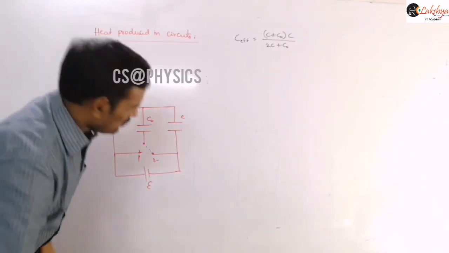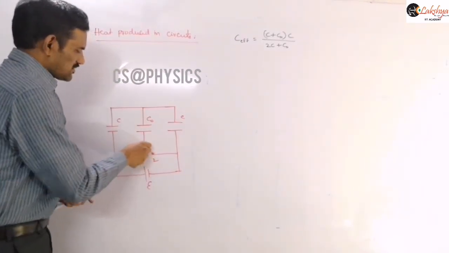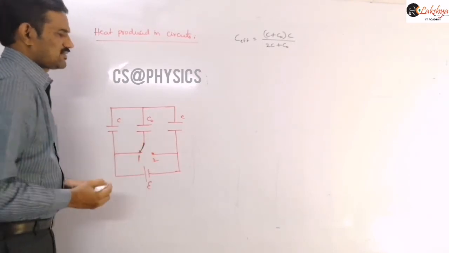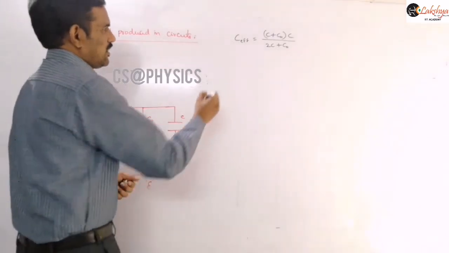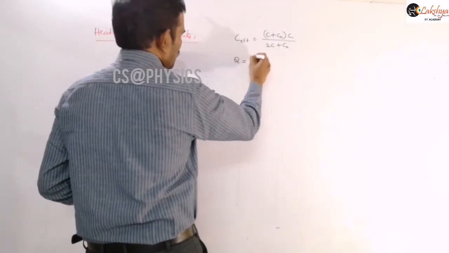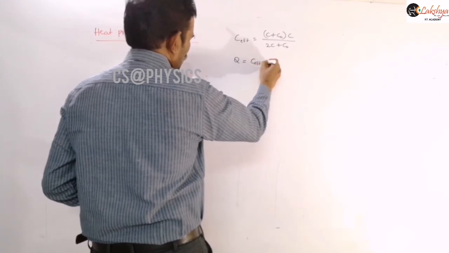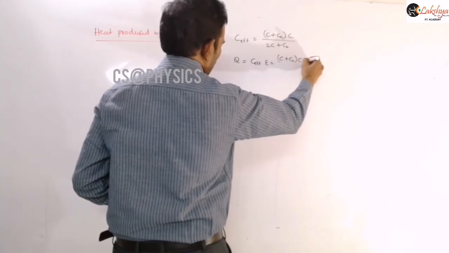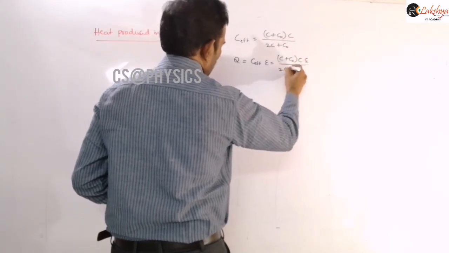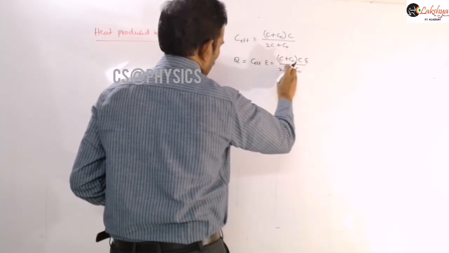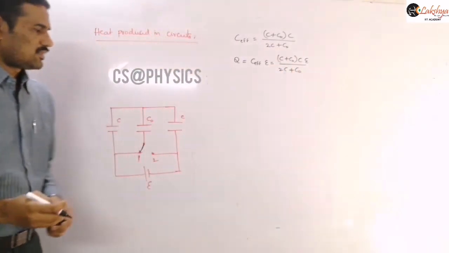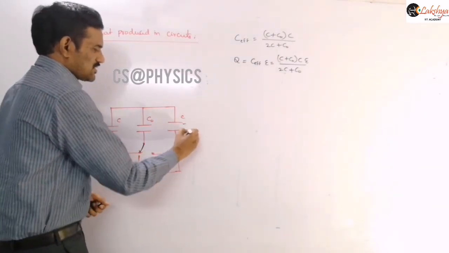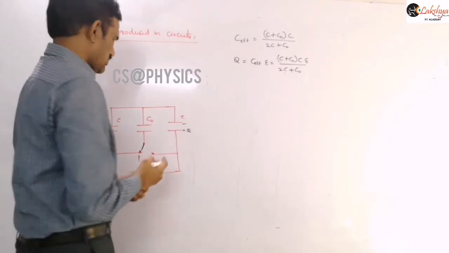So let us come back to our original given situation, when the switch is in this position. Initially it is connected like this, right? So now let us calculate the charge. The total charge drawn from the battery Q is equal to C effective into E, so that it is C plus C0 into C into E by 2C plus C0. So that is our charge, and this plate will get the positive and this plate will get the negative, and this is the Q here.